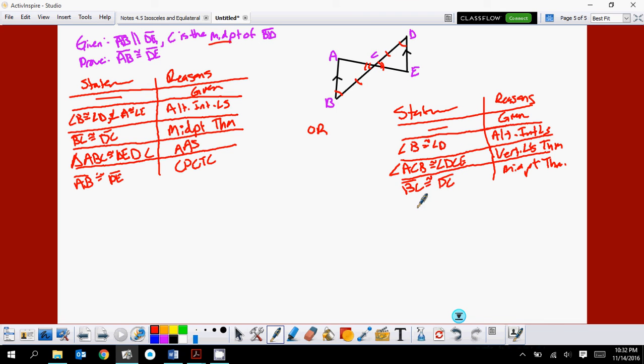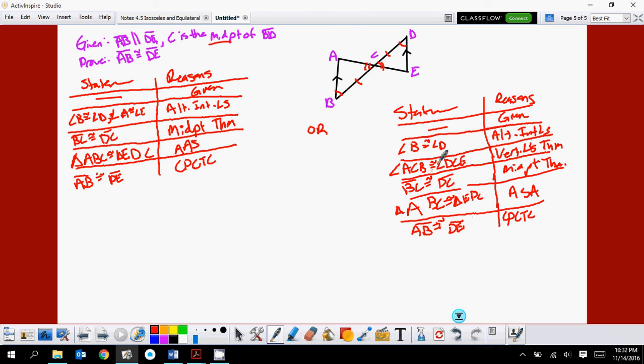Now when I go to look, these triangles, ABC and EDC, are going to be congruent by angle, side in between angle, angle, side in between angle. And then finally, last step, CPCTC. So AB congruent to DE. Okay, so again, look at what they give you.